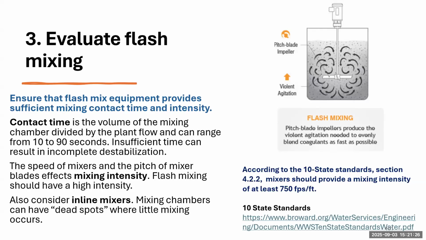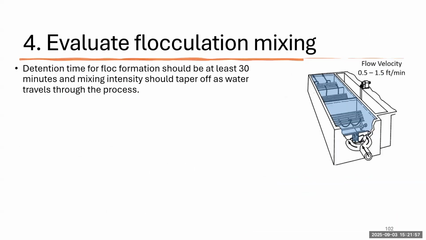And there's a Ten State Standards document that provides some good information on how to evaluate our mixing. One of the things they mention is that a mixer should provide a mixing intensity of at least 750 feet per second per foot. That is something you can talk to your vendor about. They have some calculations that they use that are specific to certain kinds of impeller blades that would help to choose that. We also want to evaluate the mixing of our flocculation basin.